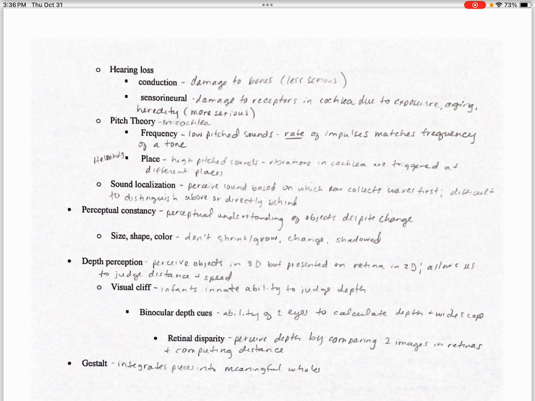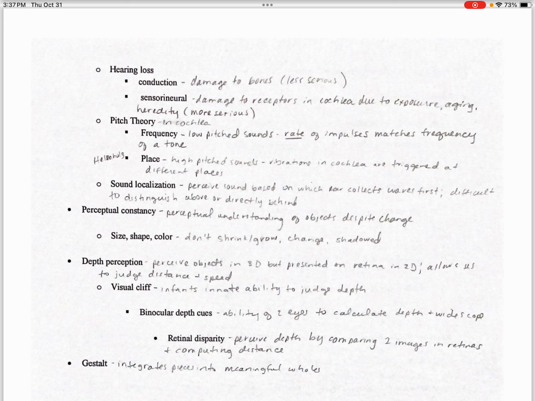The pitch theory. Now this is all happening in the cochlea. The cochlea, of course, is where transduction happens, but we know that the frequency theory is how we understand low-pitched sounds. The frequency theory bases its theory on the rate of impulses, that it matches the frequency of a tone, the wavelength, if you will, of a tone. The place theory is also called the Helmholtz theory. We've already talked about Helmholtz. He had his hand in sight and sound.